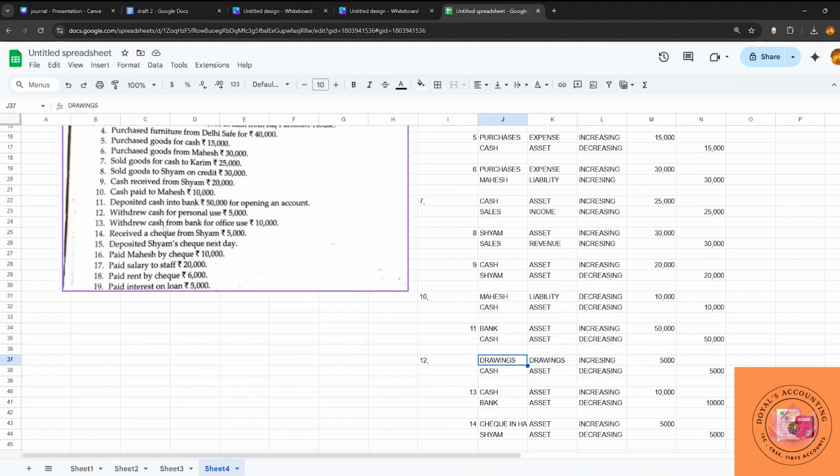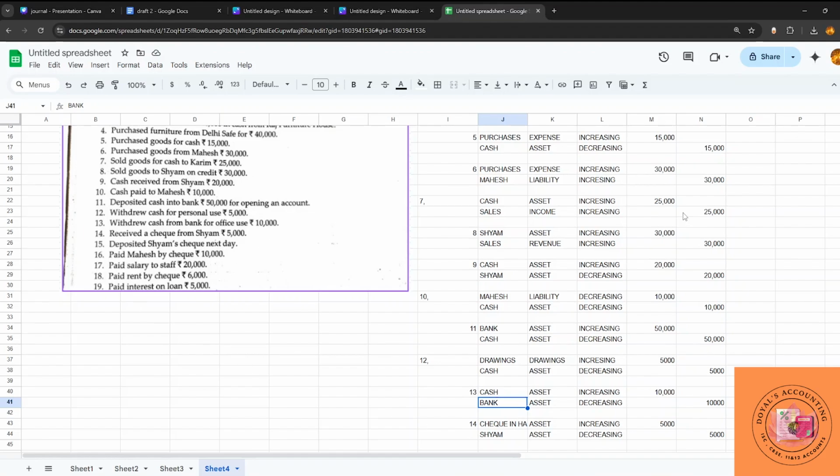Then number 13 is we withdrew cash from bank. Accounts involved are cash and bank. This is for office use, so this will be included in our books only. Both are real accounts. Debit what comes in, credit what goes out. Cash is coming into the business. Bank balance is reducing. So cash will be debited and bank will be credited.